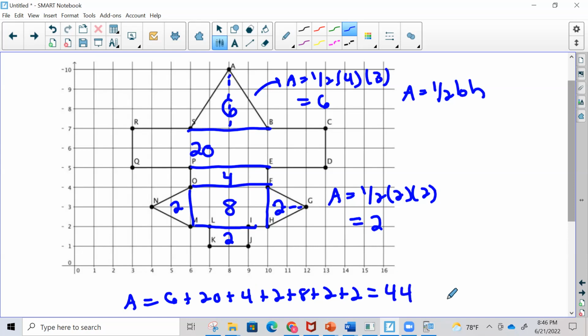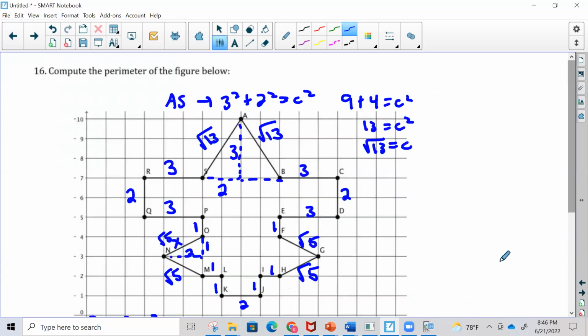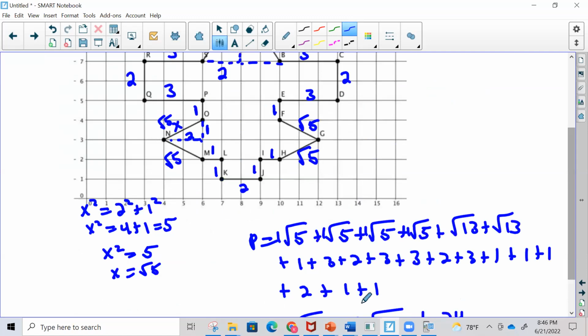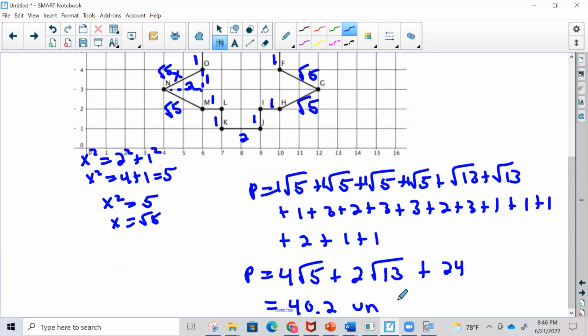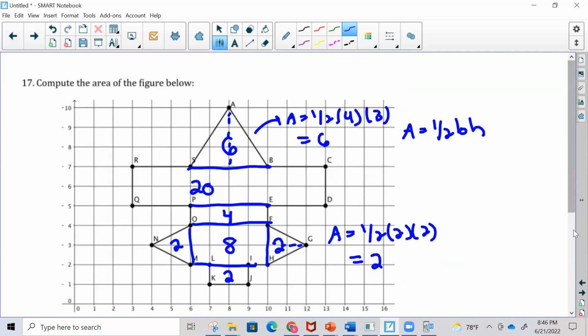Okay, and if we put units, this would be units squared. And then if I go back to the perimeter, because they didn't give me specific units, then we would just write units for it. Okay, so perimeter is always just units, area is always the square of the unit. And so that's how you would do these 2 problems.